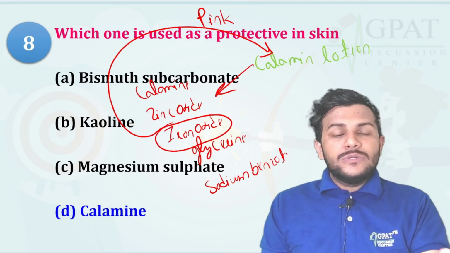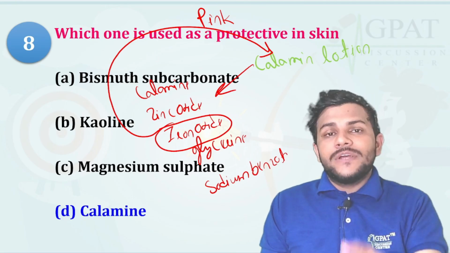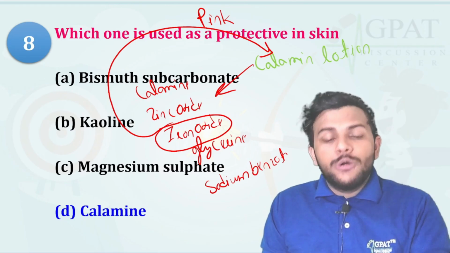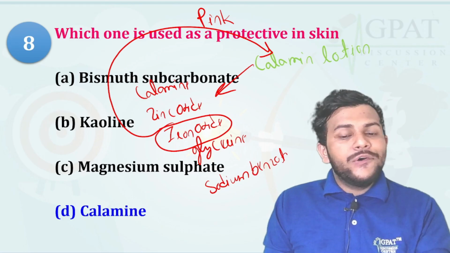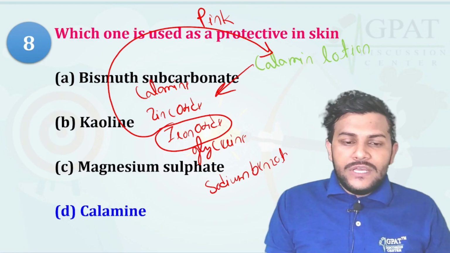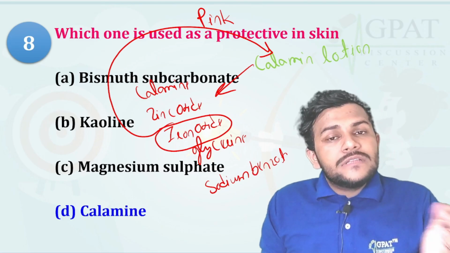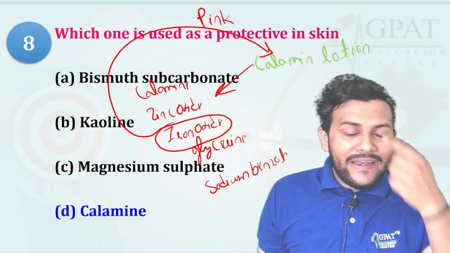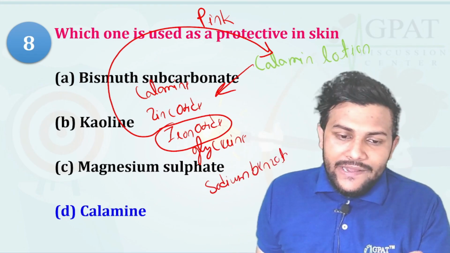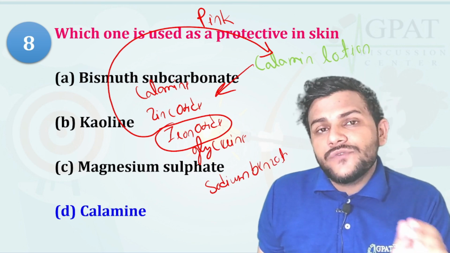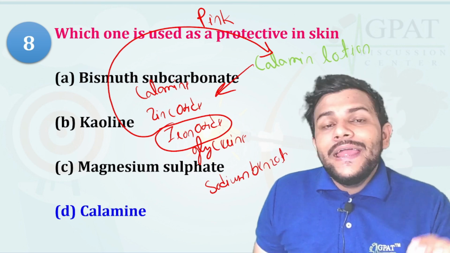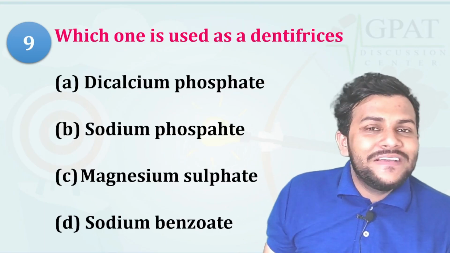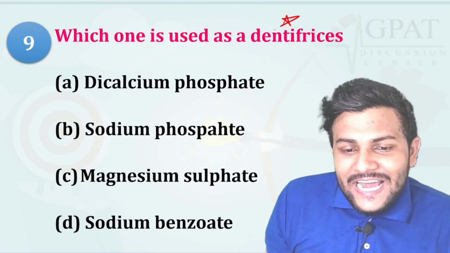So you have to know each and every statement, each and every concept about a single word. Calamine is present in the calamine lotion, which contains zinc oxide, iron oxide, glycerine, sodium benzoate and similar things. Got it? These are the excipients in the calamine lotion, and due to the presence of iron oxide it has the pink color.